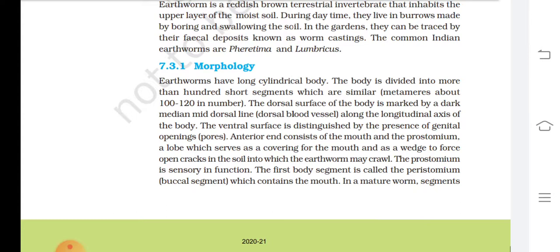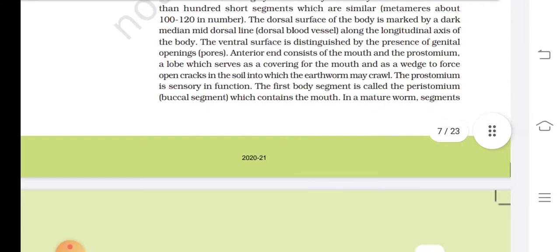The anterior end consists of the mouth and the prostomium, a lobe which serves as a covering for the mouth and as a wedge to force open cracks in the soil into which the earthworm may crawl. The prostomium is sensory in function. The first body segment is called the peristomium or buccal segment, which contains the mouth in a mature worm.